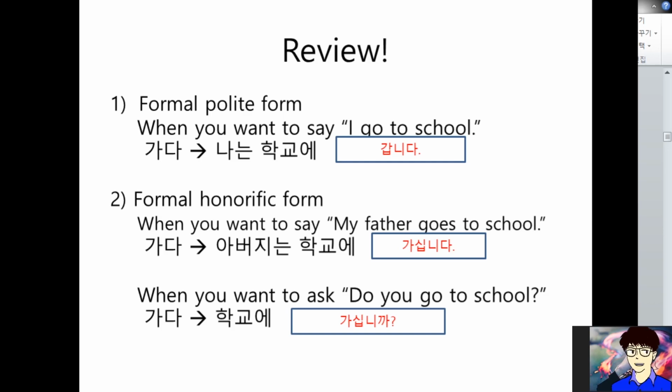Good. Today, we're going to learn time tense, especially present tense and past tense a bit.